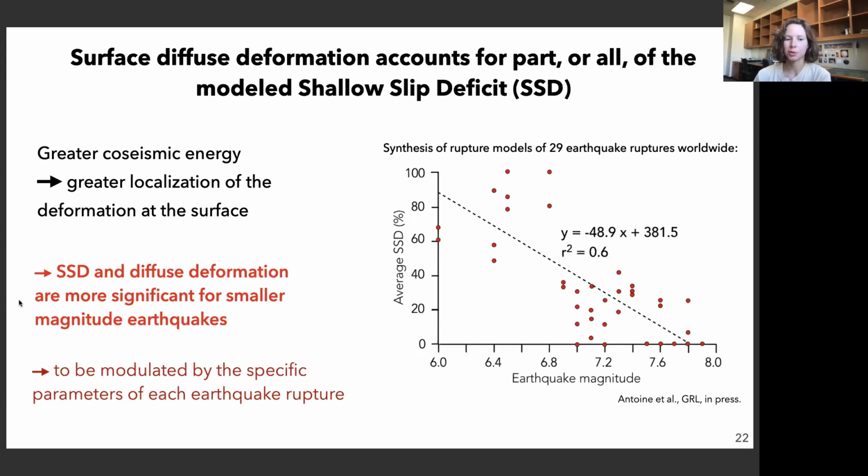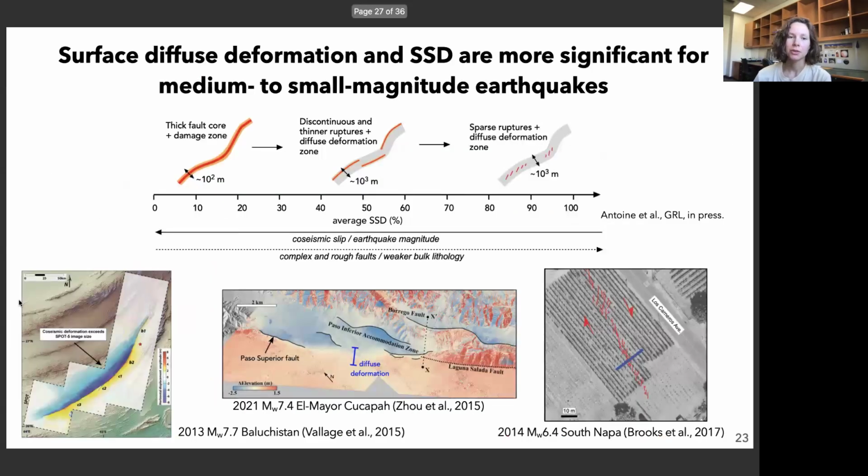Of course, this relation has to be modulated by the specific parameters of each rupture, such as the seismic history, the belt lithology, the fault geometry, but this is a good first order analysis that can be used as a first order analysis.